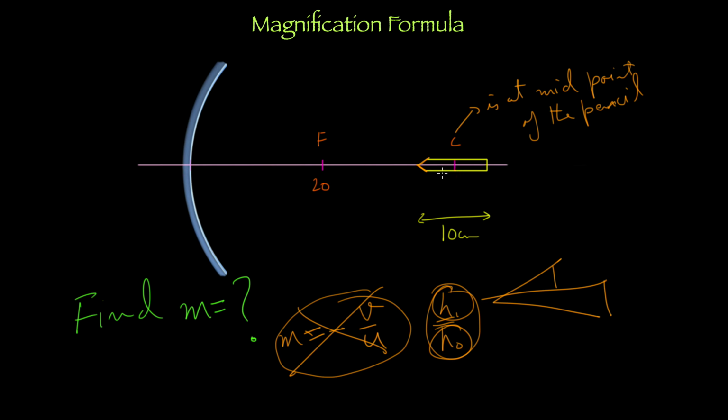A pencil is lying along the principal axis of a concave mirror having a focal length of 20. The tip of the pencil is towards the focus and the base is away from the focus. Okay, tip is towards the mirror and the base is away from the mirror. The midpoint of the pencil is at the center of curvature. The length of the pencil is 10 centimeters. Find the magnification of the image formed. It will form some image, right? Find the magnification. No doubts.